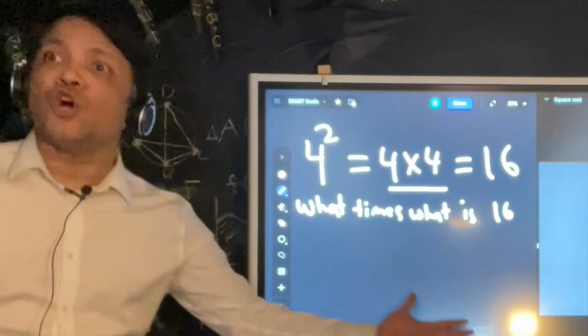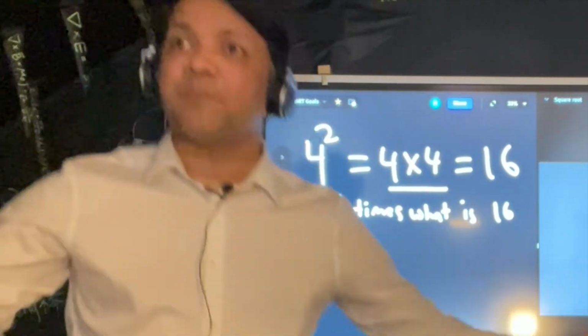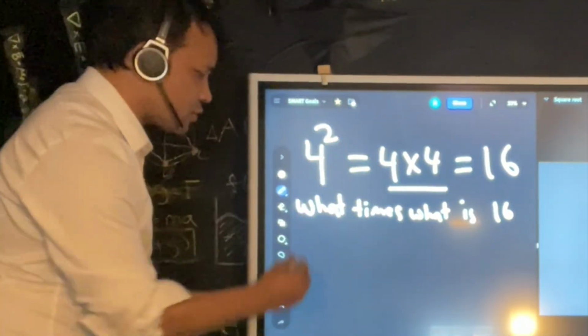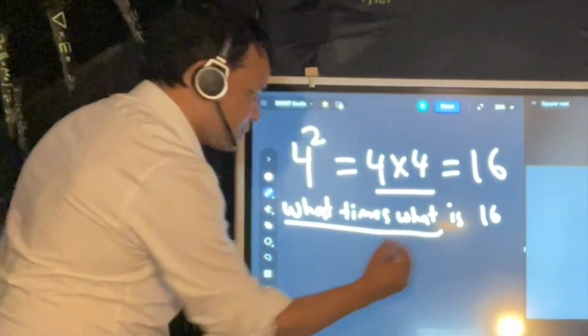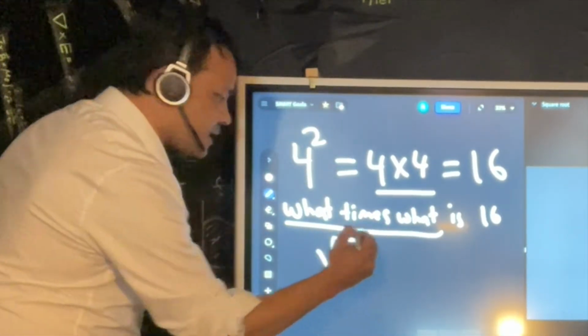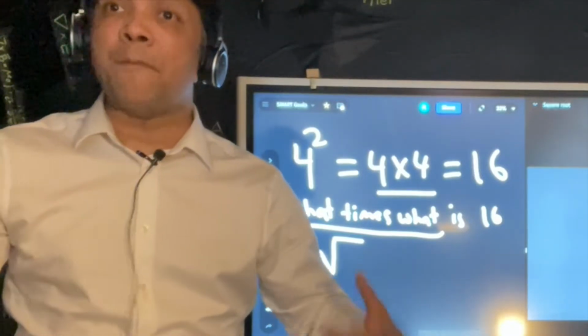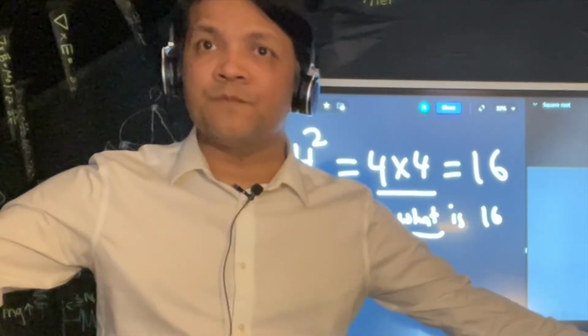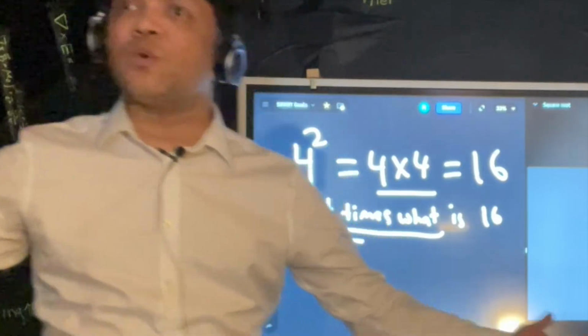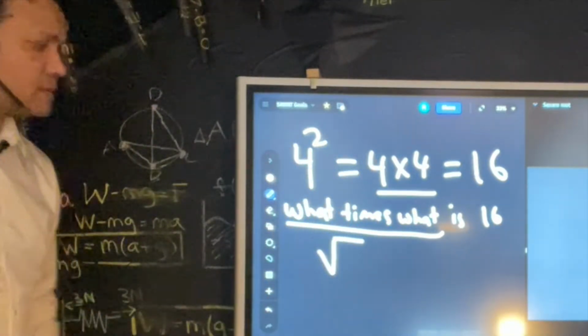Now you don't want to write "what times what" because this is math. So you want to invent a symbol. Instead of "what times what," you call it a square root. Math is all about the symbol.